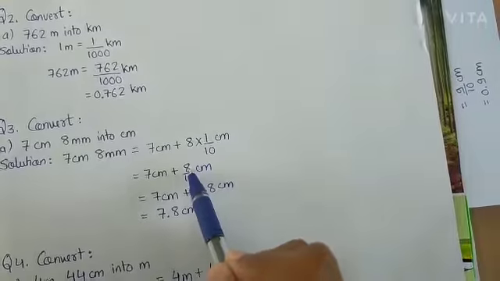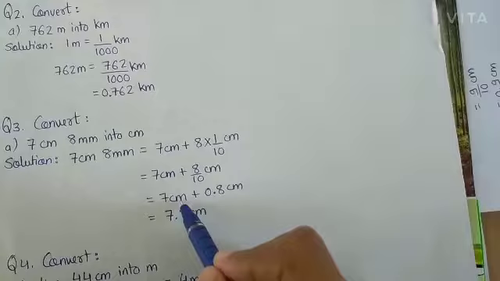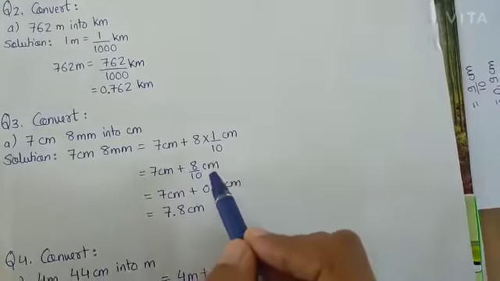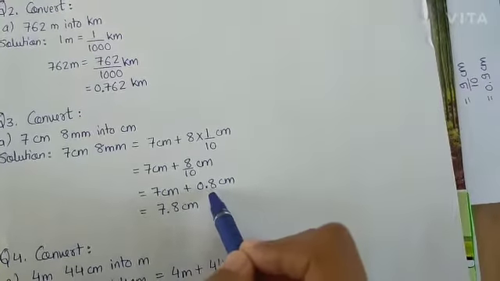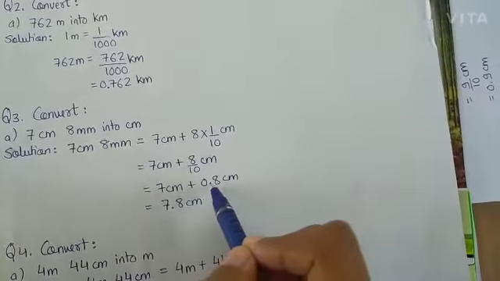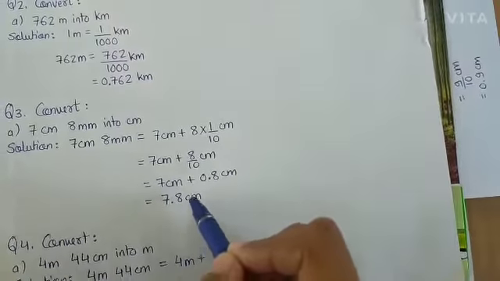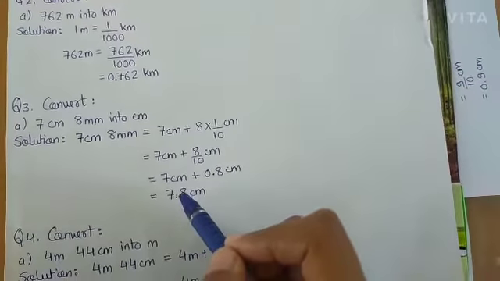We can write it as 8 upon 10 centimeter. 7 centimeter plus, now 8 upon 10 centimeter is equal to 0.8 centimeter. 7 centimeter plus 0.8 centimeter equals 7.8 centimeter. So this is our answer.